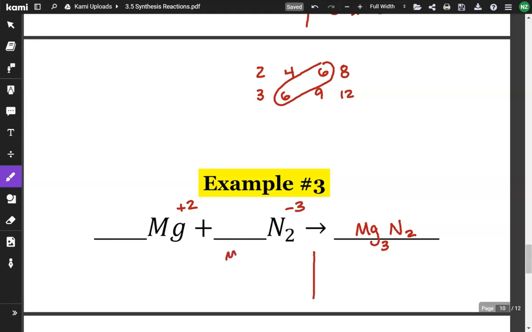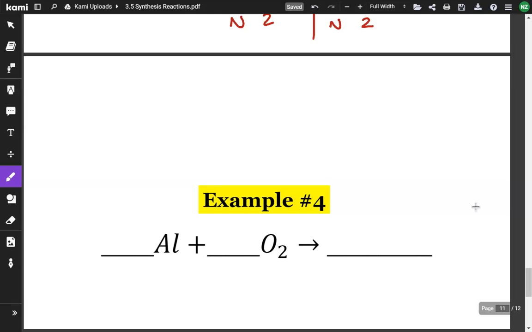All right, let's count them up. Hey, 1 magnesium, 2 nitrogens, 3 magnesiums, 2 nitrogens. So I just need to put a 3 right there. And balanced.